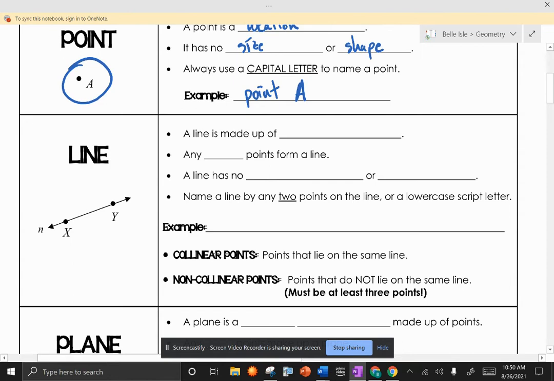That's good. A line is made up of points. How many points do you need to make a line? 2.